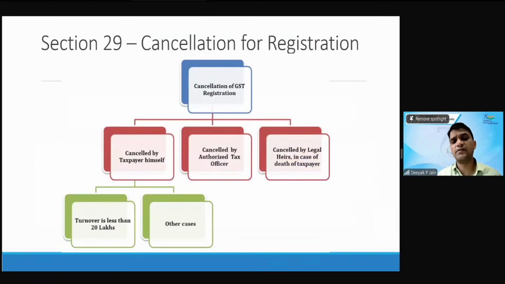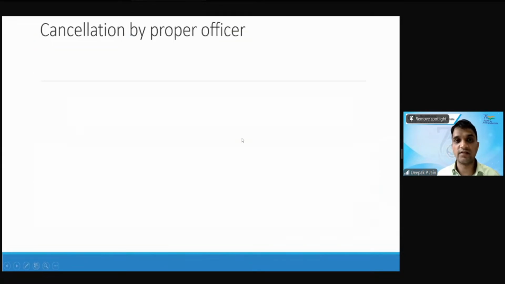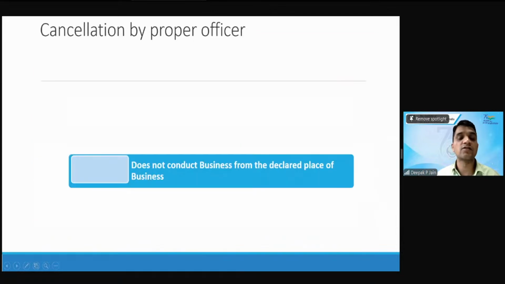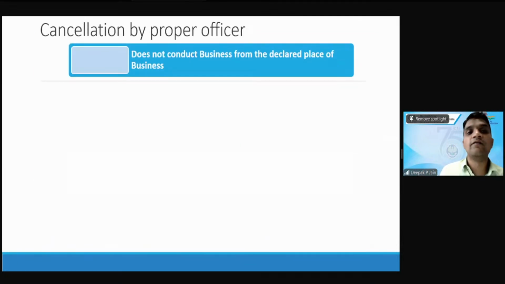Now, there are three things we said: cancellation by the taxpayer himself. Second was cancellation by the authorized tax officer. That is, when can the tax officer cancel? There are certain instances which we had discussed. Now, what are those instances of cancellation by proper officer? When he does not conduct business from the declared place of business.